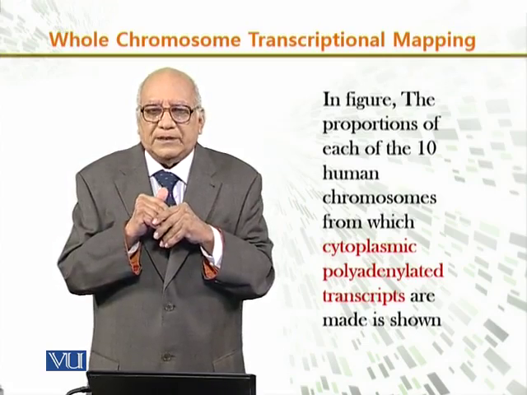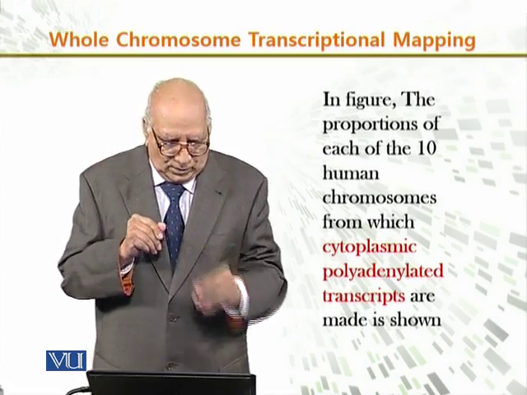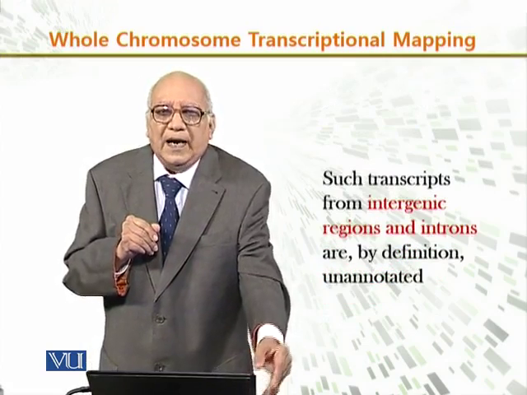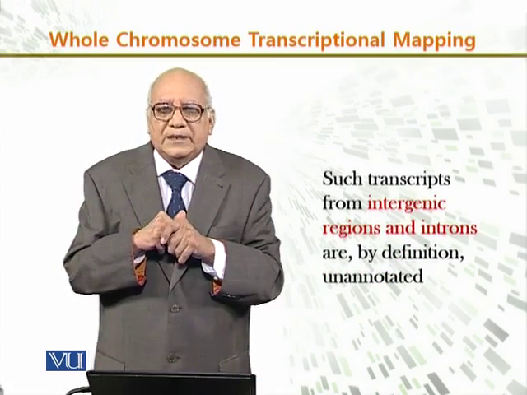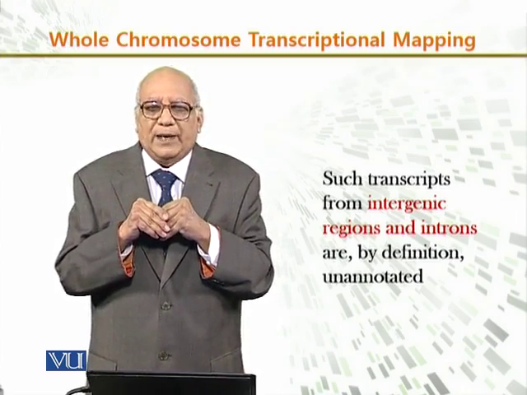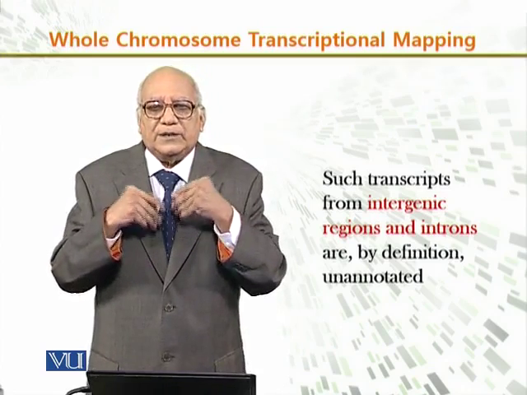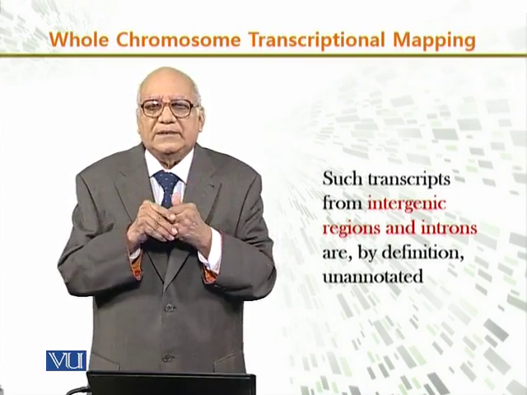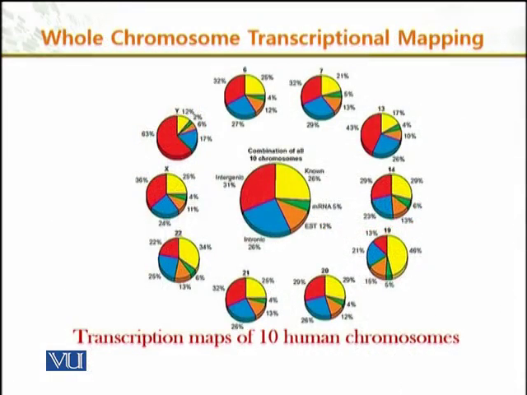Now, in the figure, the proportion of each of the 10 human chromosomes from which cytoplasmic polyadenylated transcripts are made is shown. And such transcripts from intergenic regions and introns are, by definition, unannotated. They are not definitely known, they are not labeled, and as we see in this, you can see the transcription map of 10 human chromosomes and the TUFs which are there and how much is formed in the chromosomes.